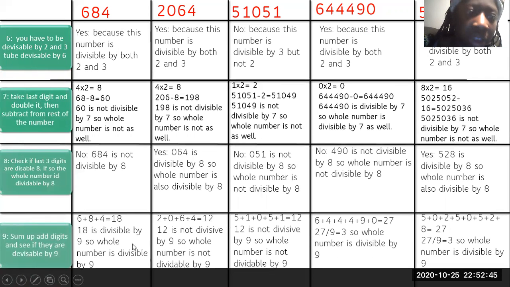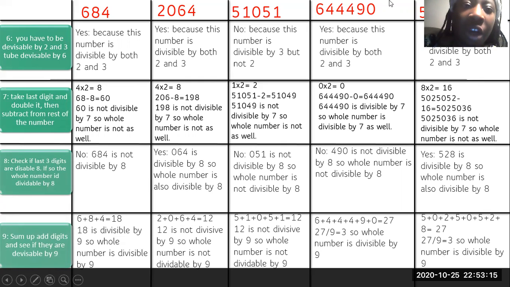Now 9, you'll add, it's just like 3, you'll add all the digits. And when you add all the digits, you have to see if that sum is divisible by 9. So we have 18, which is divisible by 9. We have a 12, which is not divisible by 9. We have another 12, which is not divisible by 9. We have a 27, and then we have another 27.